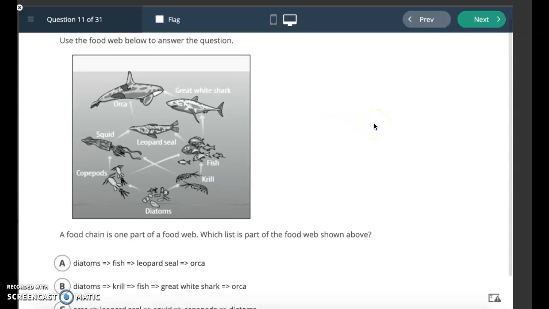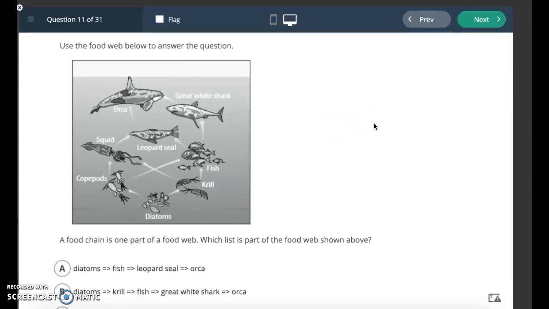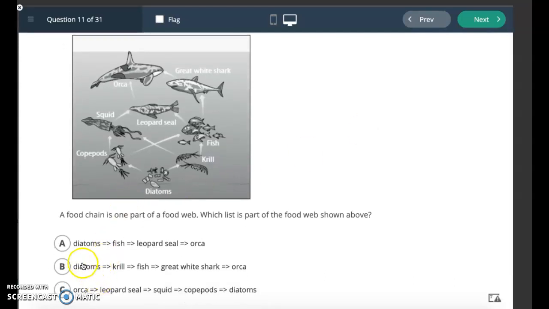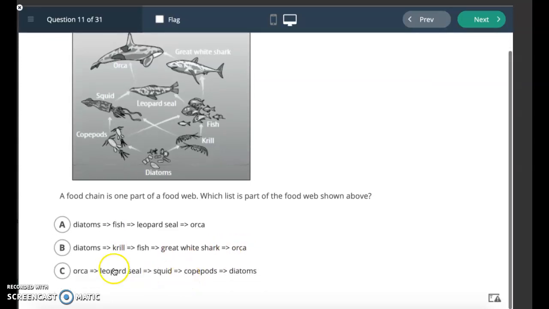Number 11. Use the food web below to answer the question. A food chain is one part of a food web. Which list is a part of the food web shown above? A, diatoms, fish, leopard seal, orca. B, diatoms, krill, fish, great white shark, orca. Or C, orca, leopard seal, squid, copepods, diatoms. Look carefully at the way the arrow is pointing before making a selection.